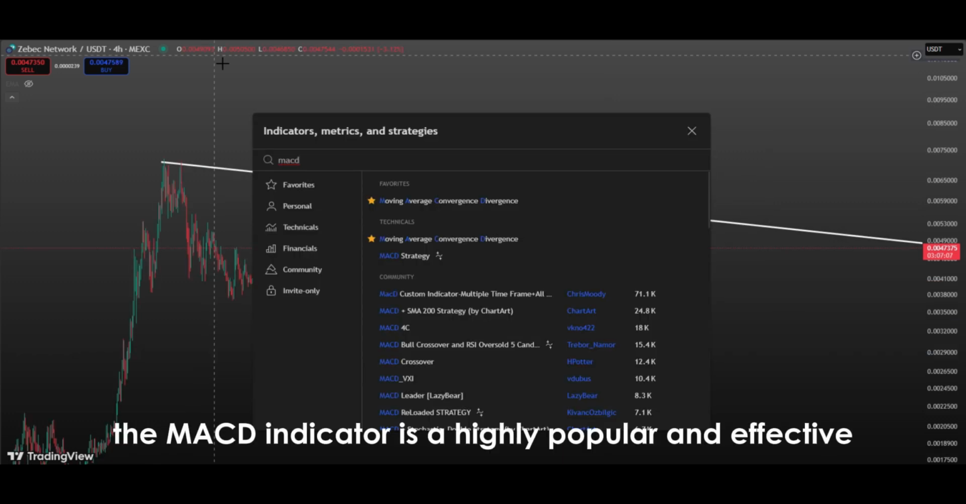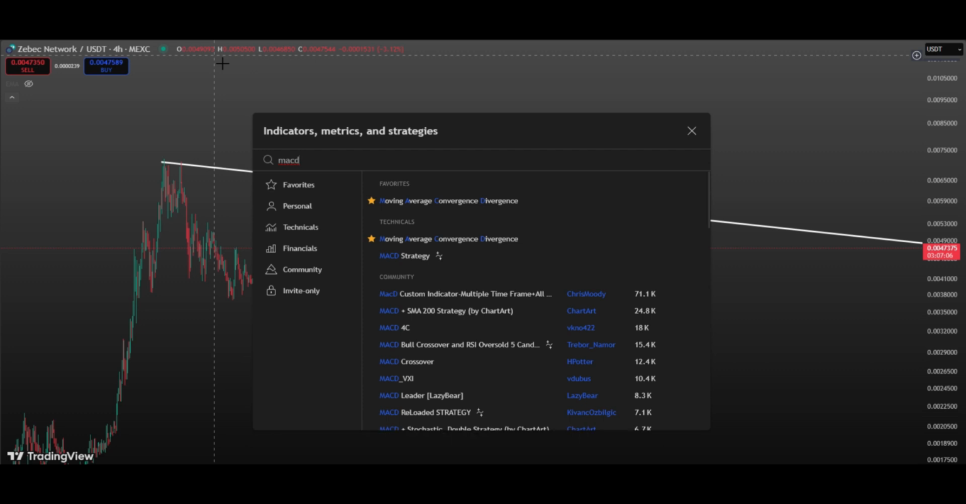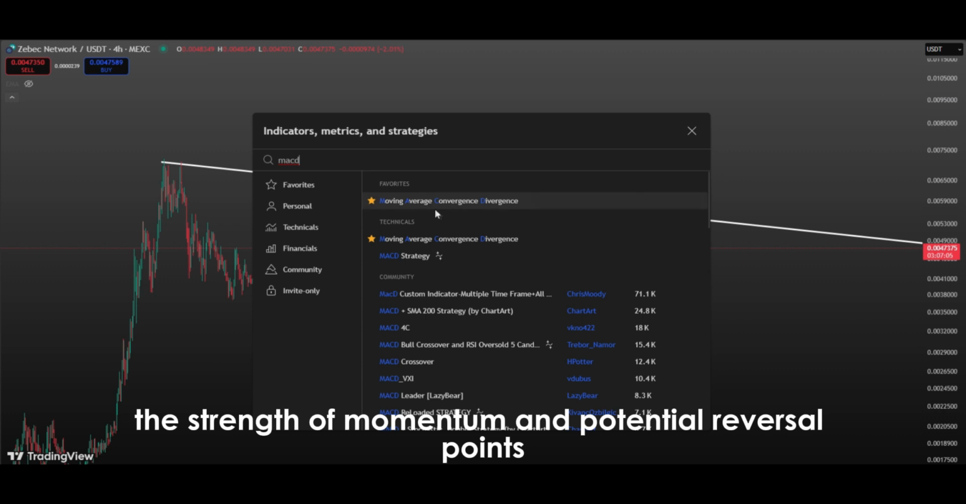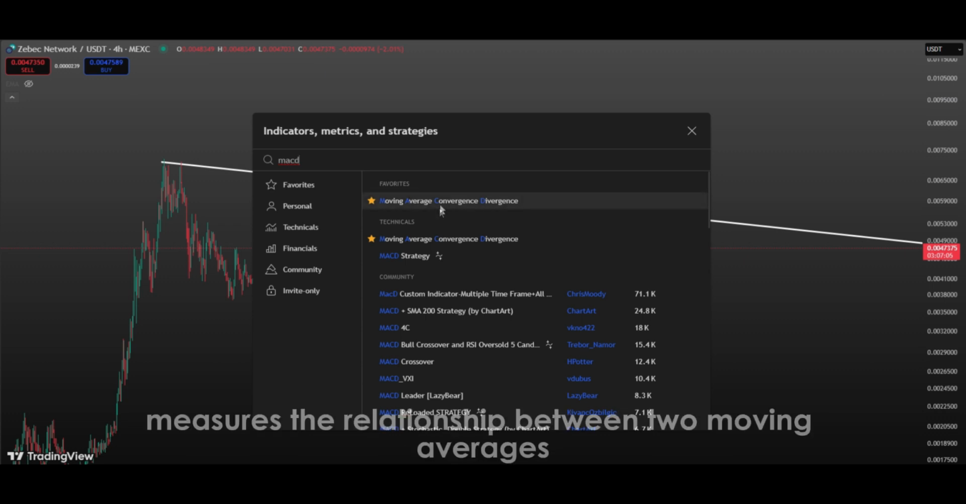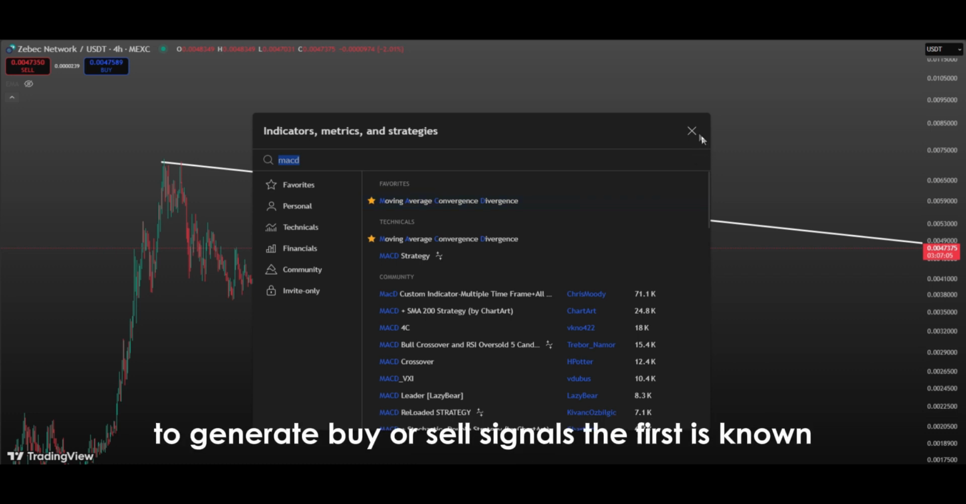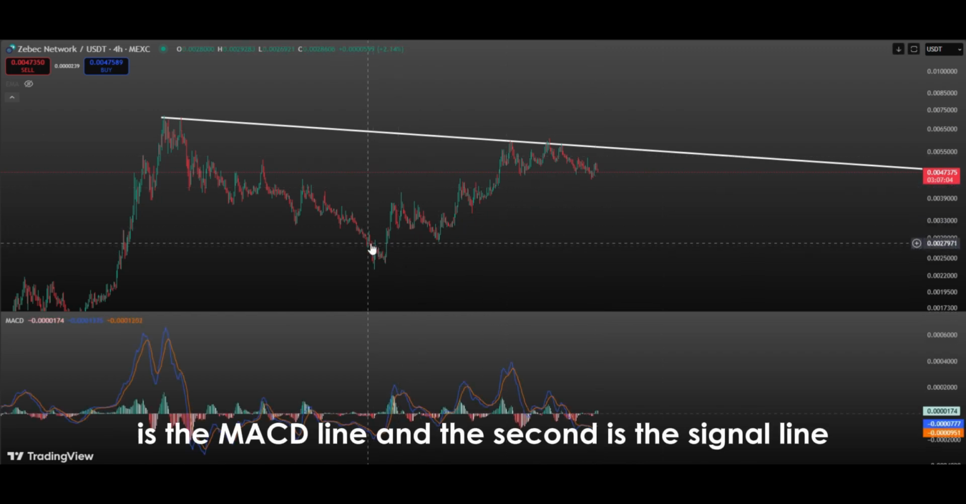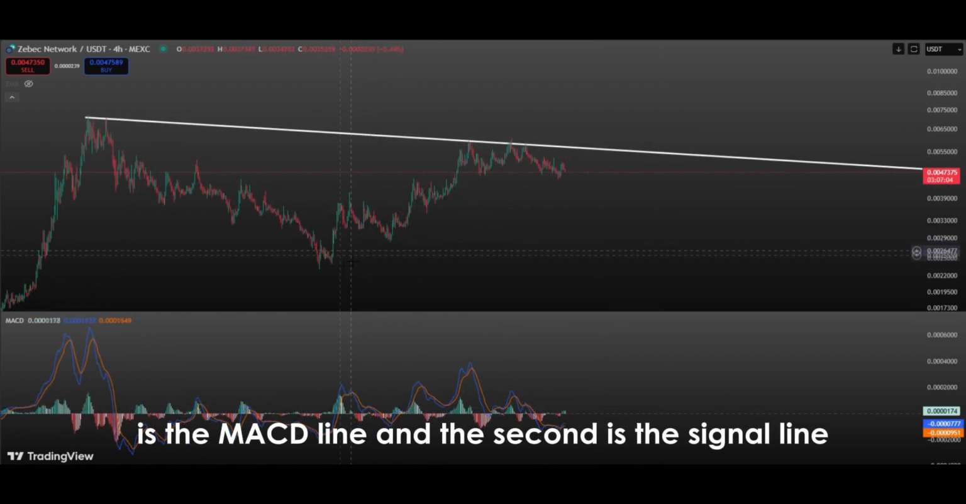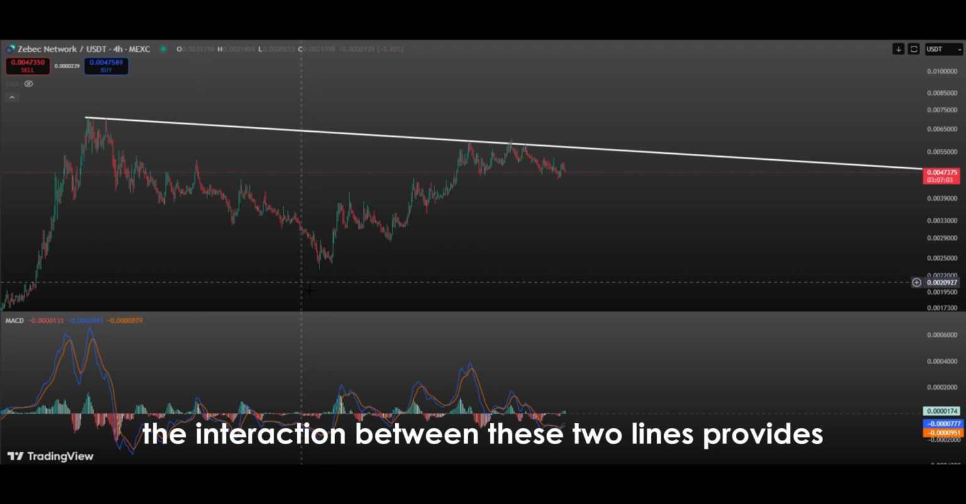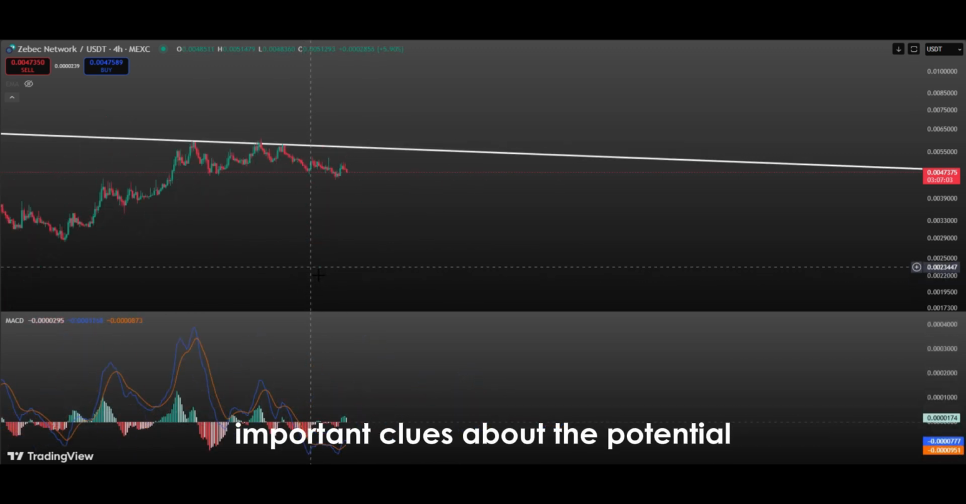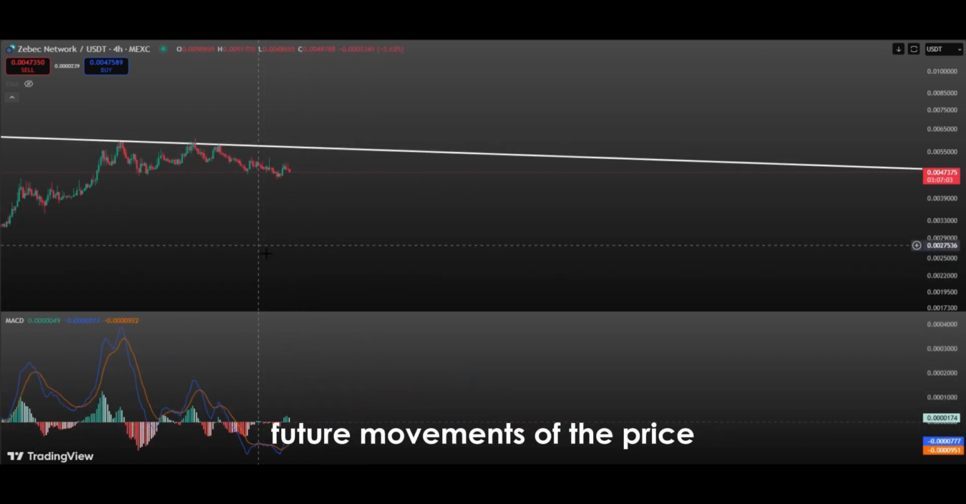The MACD indicator is a highly popular and effective tool used in technical analysis to understand the direction of a trend, the strength of momentum, and potential reversal points. It essentially measures the relationship between two moving averages to generate buy or sell signals. The first is known as the MACD line, and the second is the signal line. The interaction between these two lines provides important clues about the potential future movements of the price.